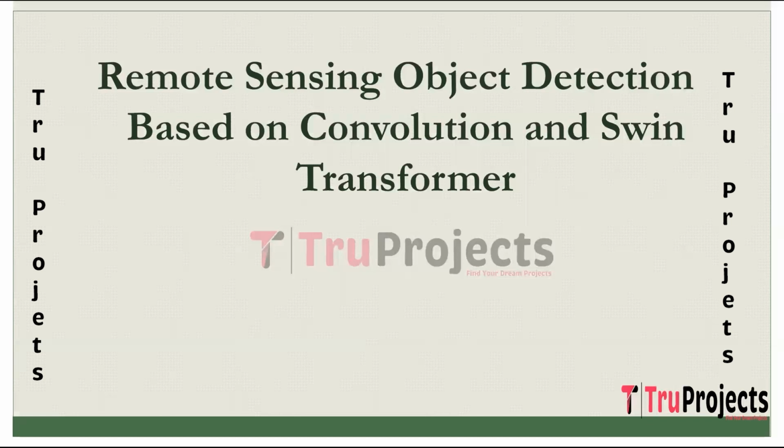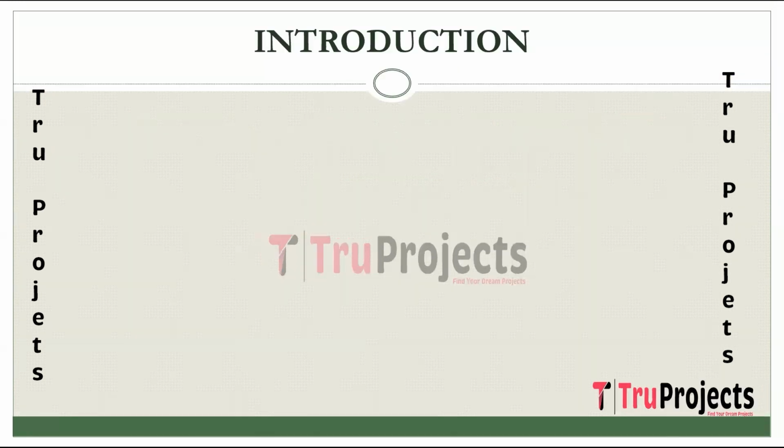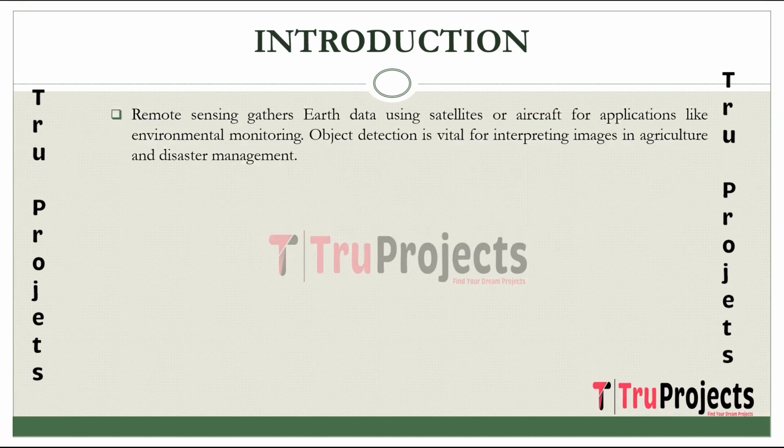In this video, we are going to explain the project, which is remote sensing object detection based on convolution and Swin transformer. Remote sensing is the collection of information about the Earth's surface and atmosphere using sensors on satellites or aircraft, offering insights for diverse applications such as environmental monitoring, agriculture, and disaster management. Remote sensing object detection is essential for interpreting aerial and satellite images, with applications ranging from resource exploration and intelligent navigation to environmental monitoring and target tracking.